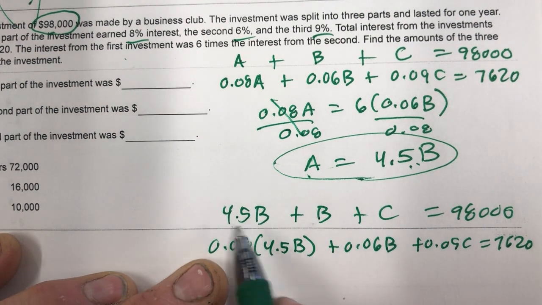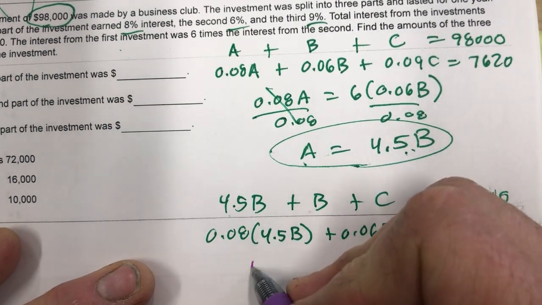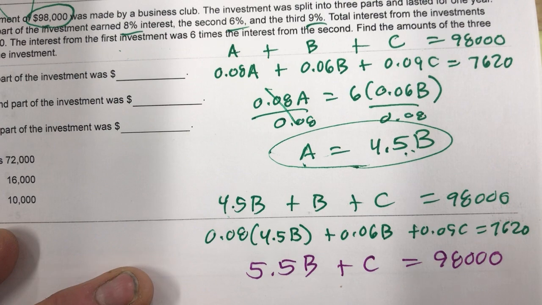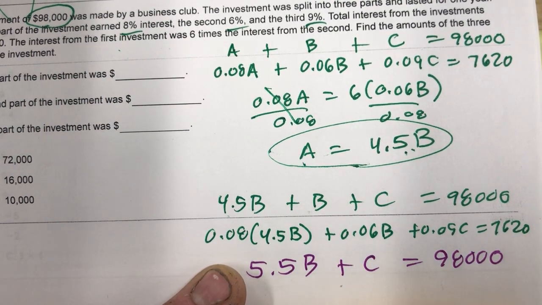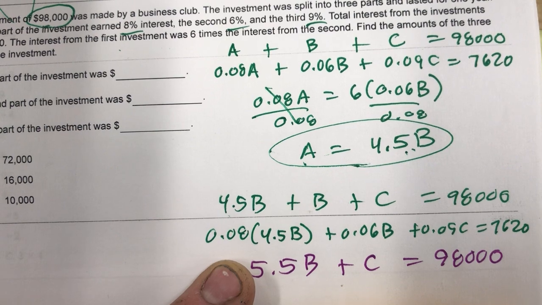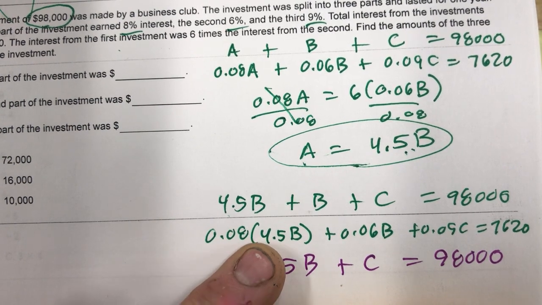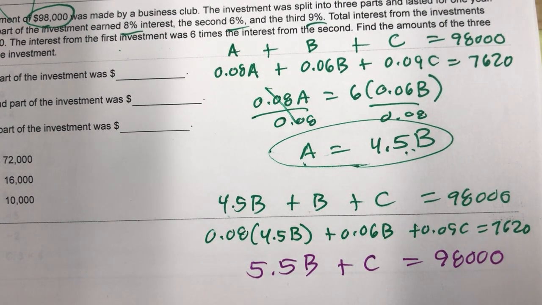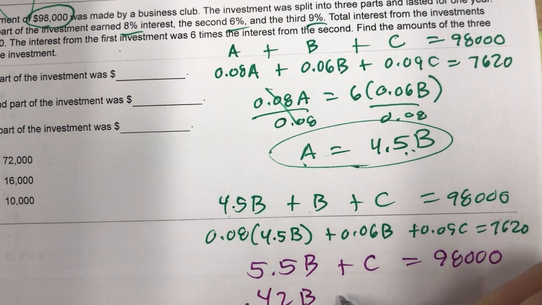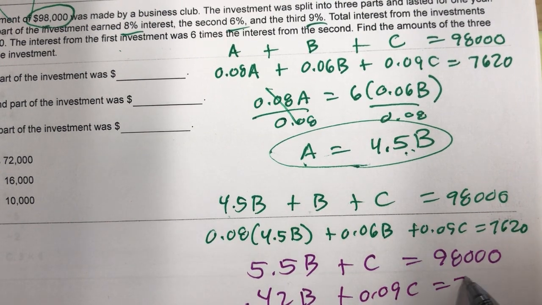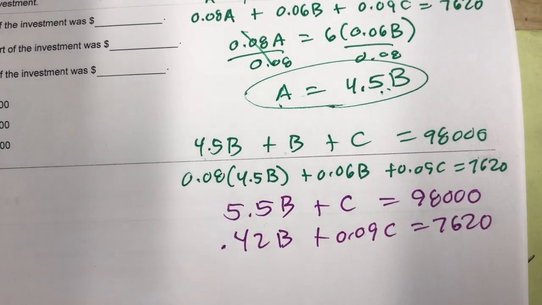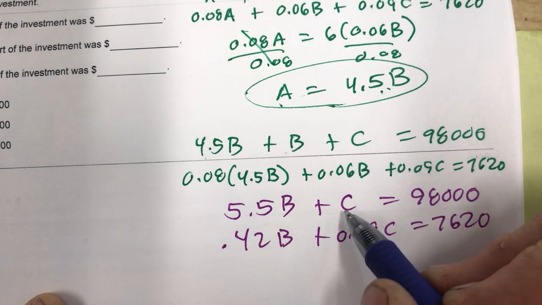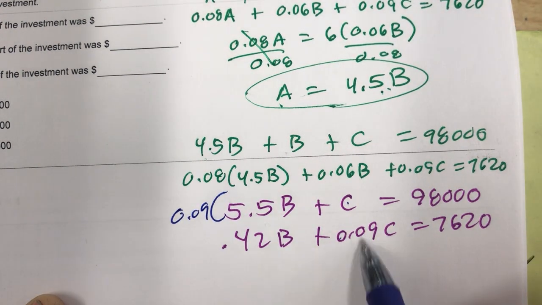And now 4.5b plus another b is 5.5b plus c equals 98,000. And then 0.08 times 4.5 is 0.36 plus 0.06 is 0.42b. So 0.42b plus 0.09c is 7620. And there you go, there's my two variable system. And I think what to do here would be best if I just multiply this top one by 0.09 so these two will match.